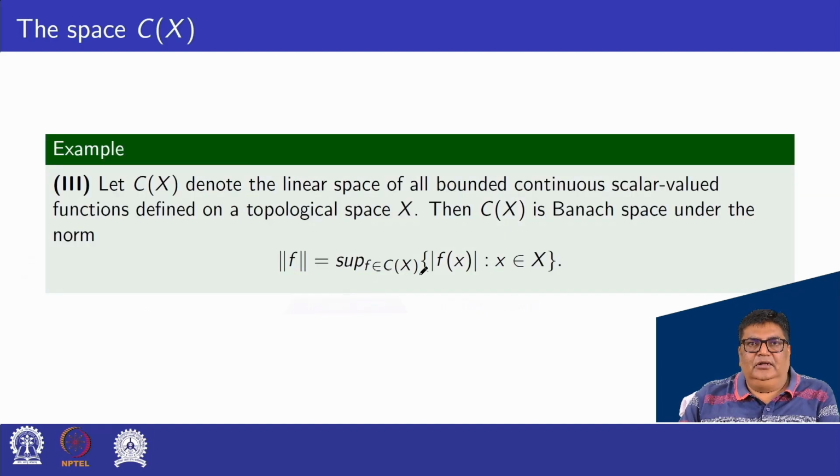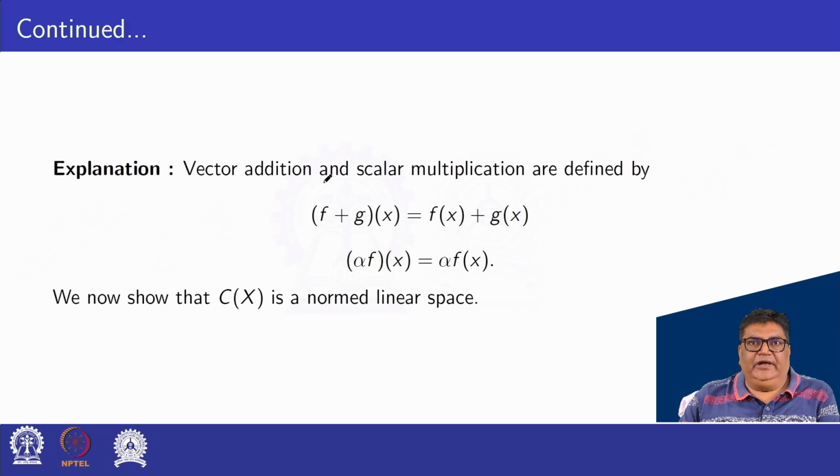Here the function f belongs to C(X). Then vector addition and scalar multiplication of functions are defined this way. Suppose f + g, where f and g belong to C(X), then (f + g)(x) = f(x) + g(x), and (αf)(x) = αf(x). We now show that C(X) is a normed linear space.